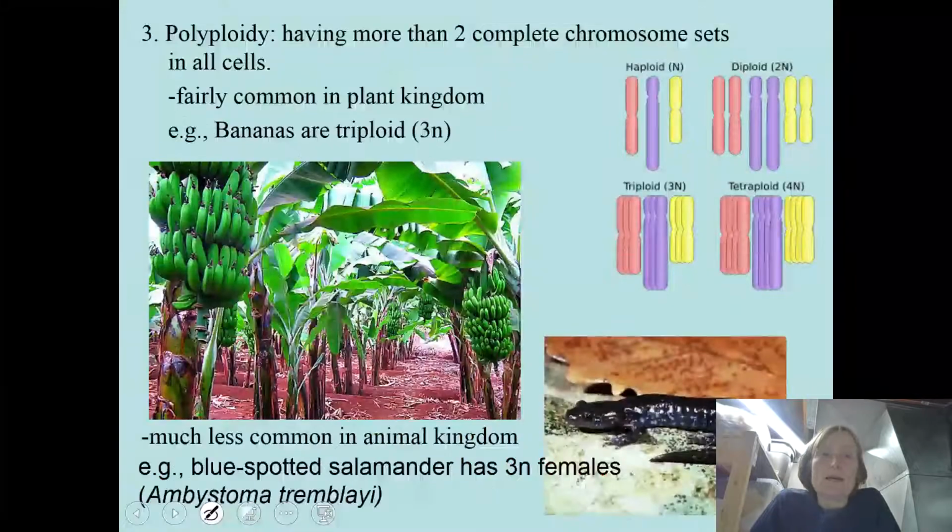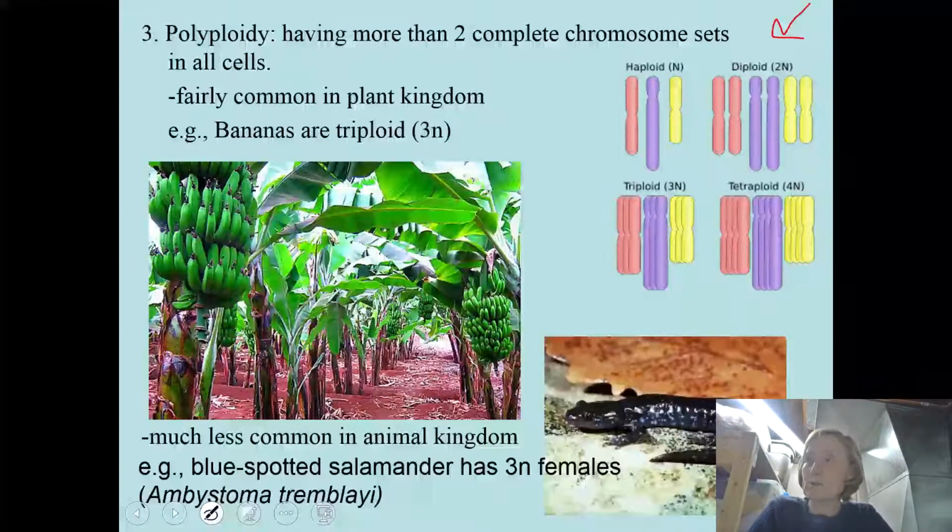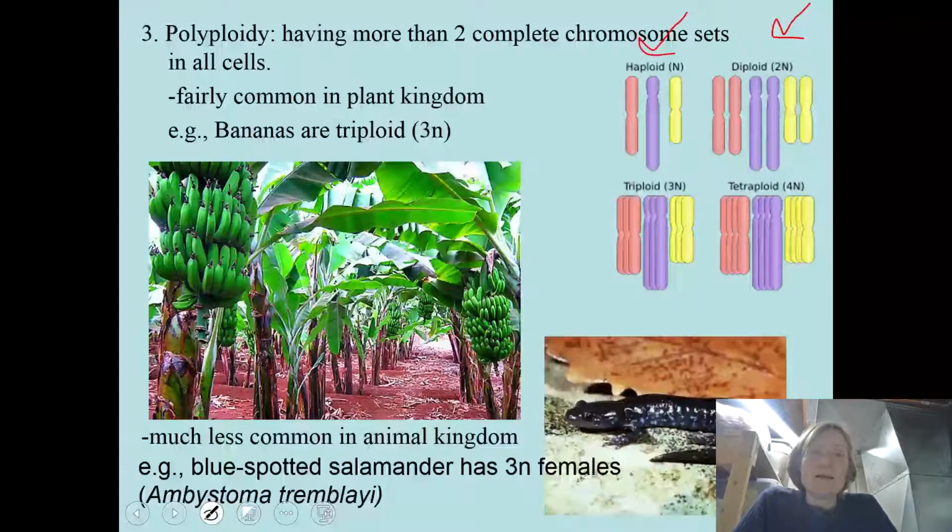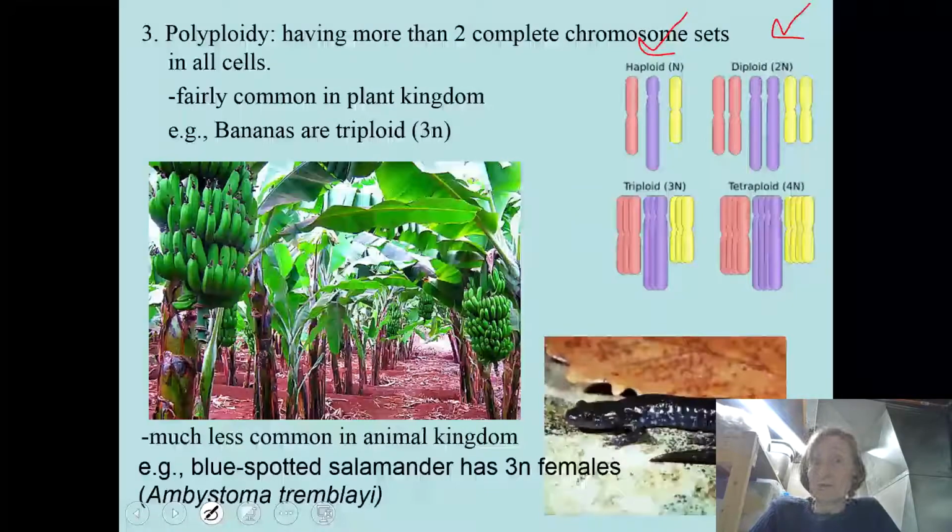Polyploidy is a situation in which you have more than 2 complete sets of chromosomes. So here we are, humans. Humans have 2 sets of chromosomes, right? We're diploid. Our gametes are haploid. Being polyploid means that you might be triploid, you might have 3 sets of chromosomes, or tetraploid, having 4 sets of chromosomes. Apparently, plants can handle this. Lots of plants are triploid or tetraploid or octoploid.